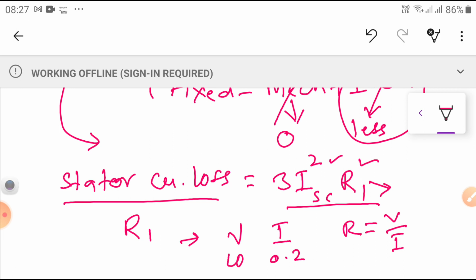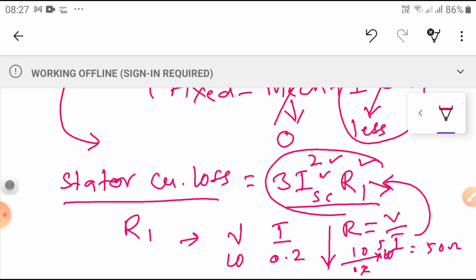So the resistance is 10 by 0.2. What is the value? 10 by 0.2 into 10. 2 ones are 2, 5 twos are 10. That is equal to 50 ohms. I have taken the average value. So from this one, I am going to get the R1. Already I know the ammeter reading, so from this I am going to calculate the total, which is equal to the total copper losses.